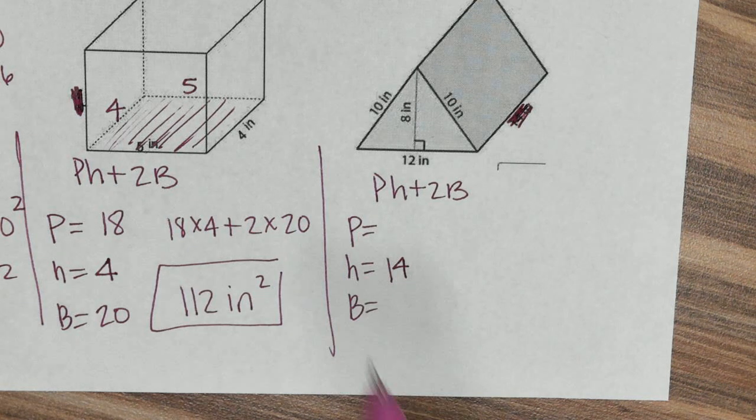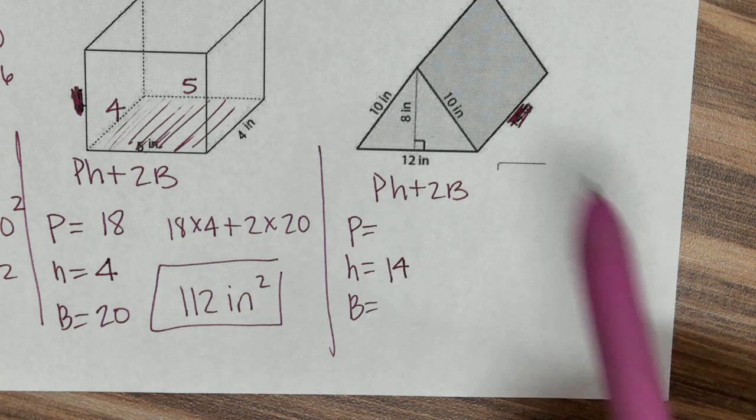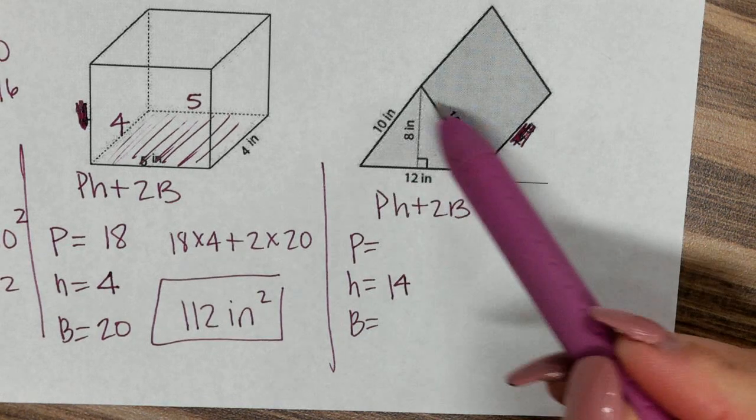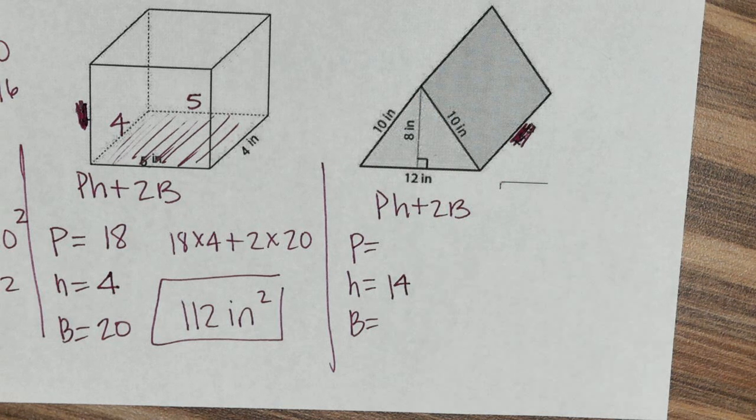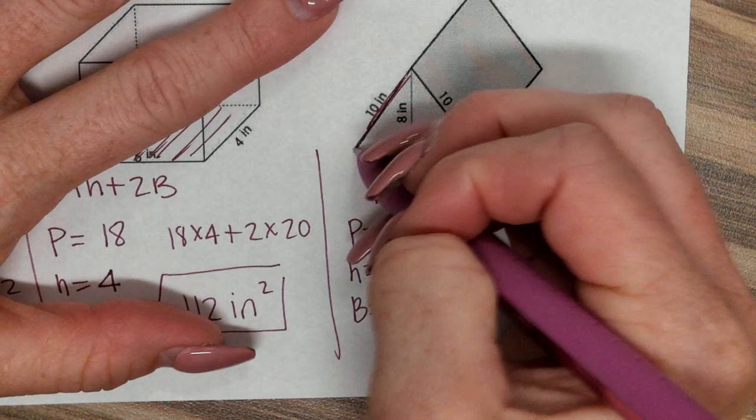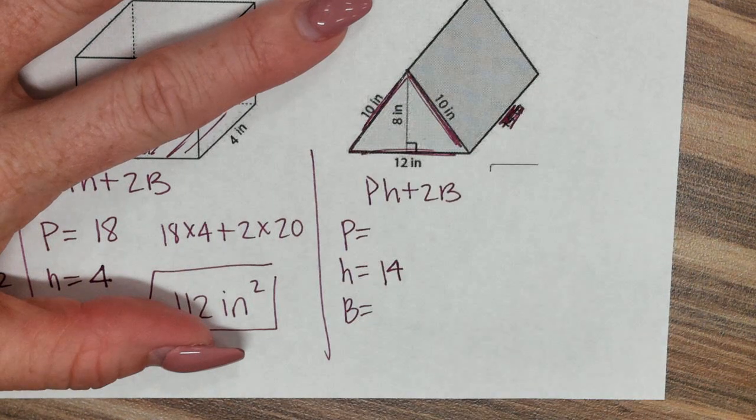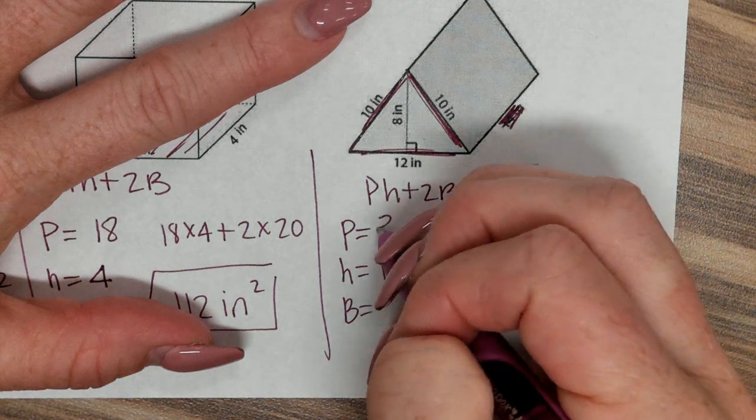What does P stand for? Perimeter of the... Which one of these numbers is not part of the perimeter? So I'm not going to add that. I'm going to do 10 plus 10 plus 12, which is what? 32.